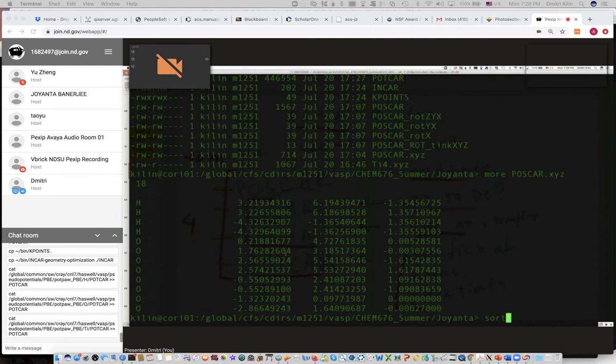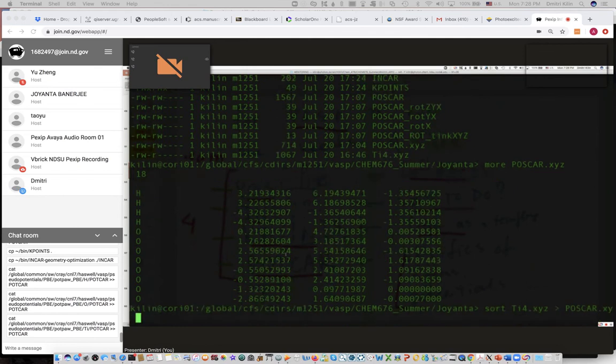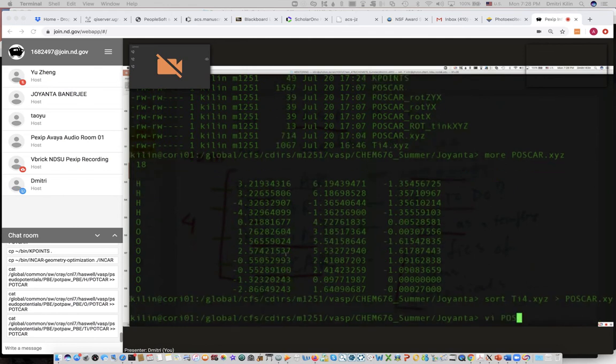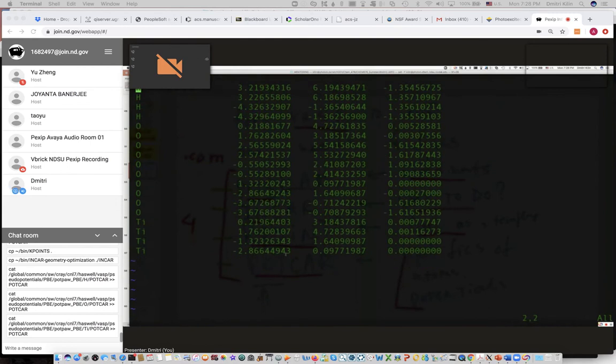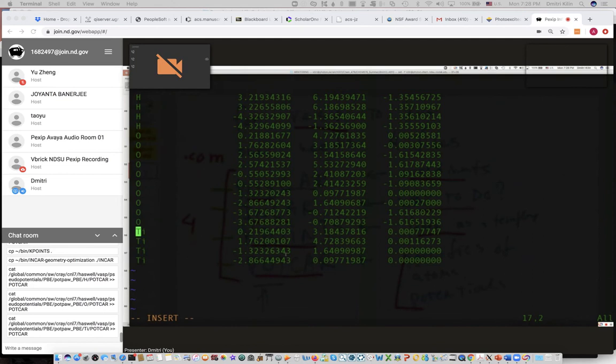Sort titanium 4 into POSCAR.xyz. vi POSCAR.xyz. Removing first line, go into insert mode, and then I'm not erasing the last 4 titanium atoms. I am typing escape, colon, w, q, quit.